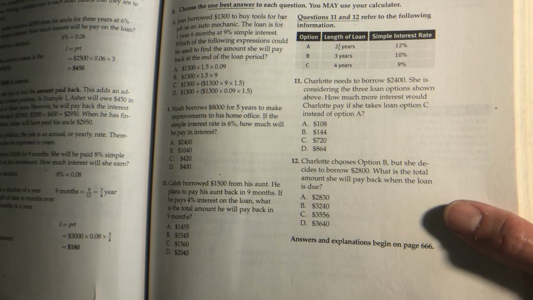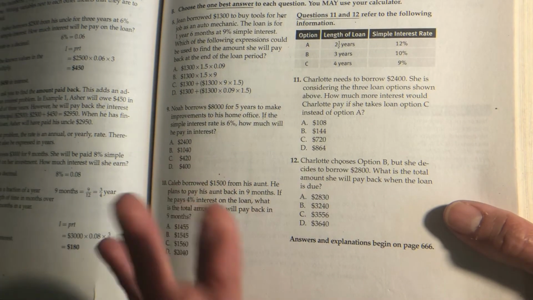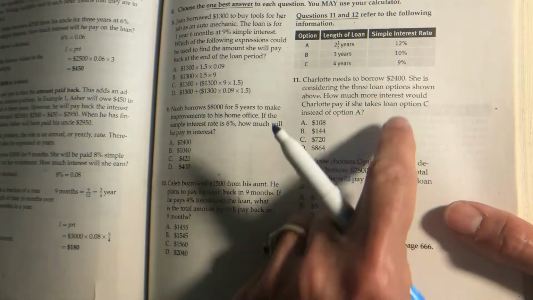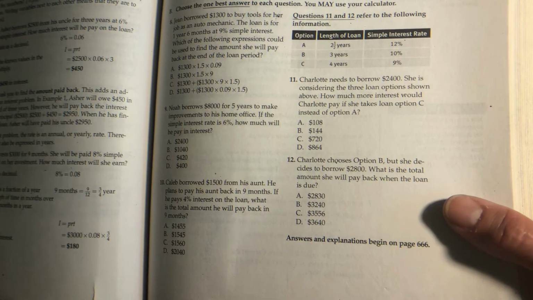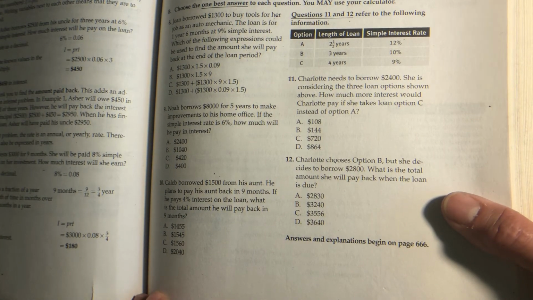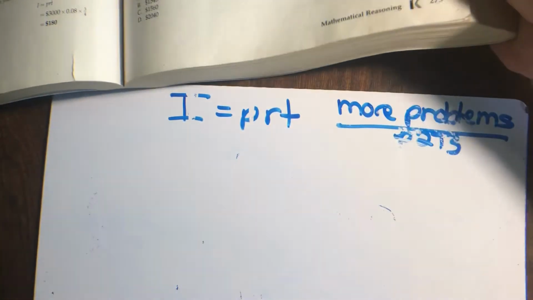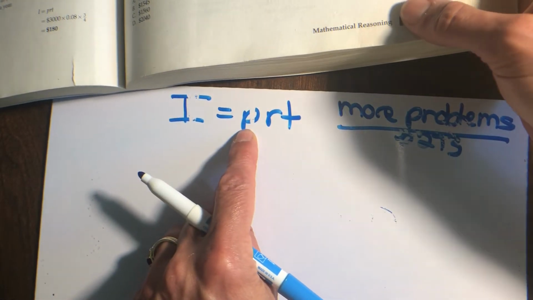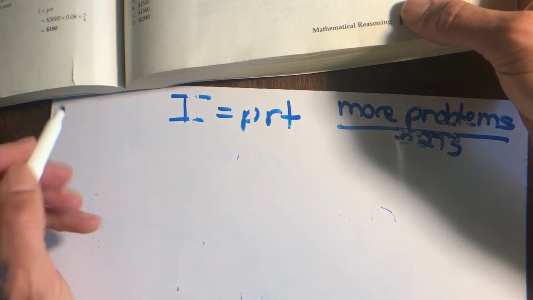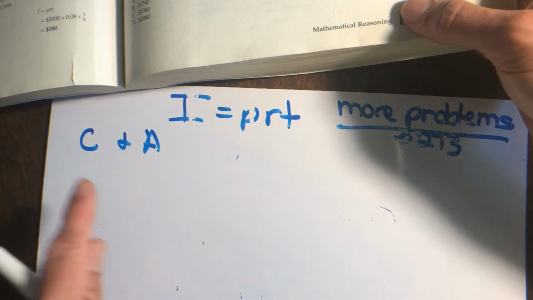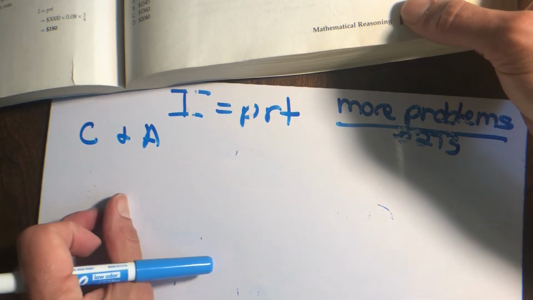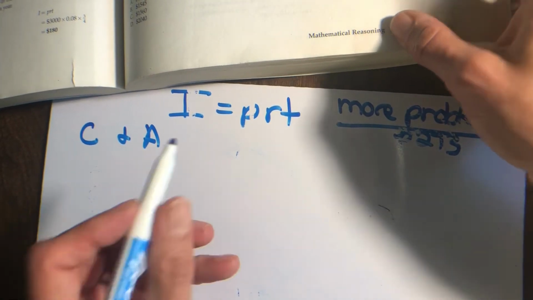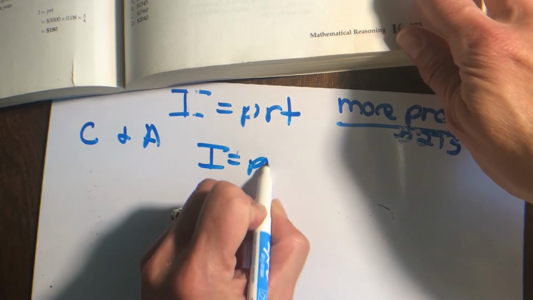How much more means subtraction, right? So, but wait, you can't just take these numbers and subtract them. No. So this is going to be a more than one step problem. First, we're going to have to use our I equals PRT for choice C and A. Get those, get the answers, and then subtract them. So let's get started. I equals PRT.